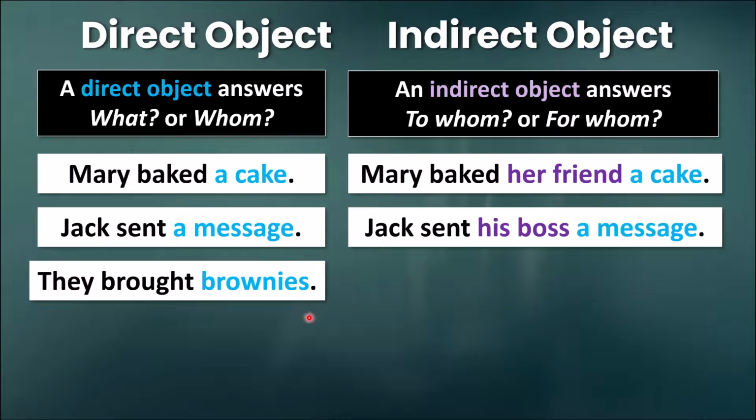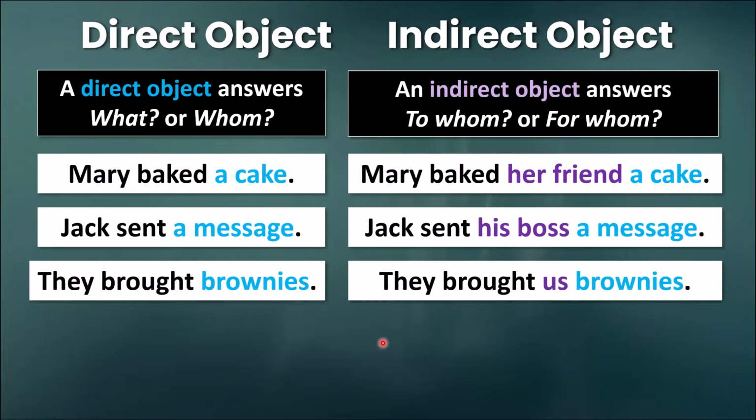Another example, they brought brownies. What did they bring? They brought brownies. So brownies is a direct object. They brought us brownies. For whom did they bring brownies? They brought brownies for us. So us is an indirect object, and brownies is still the direct object.